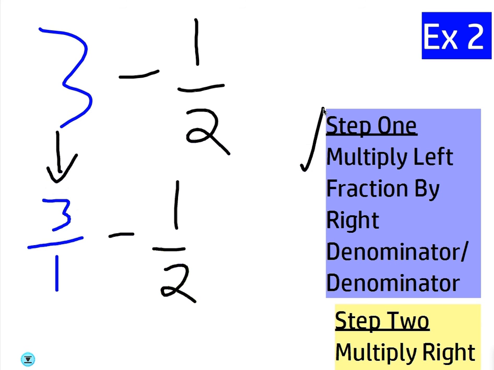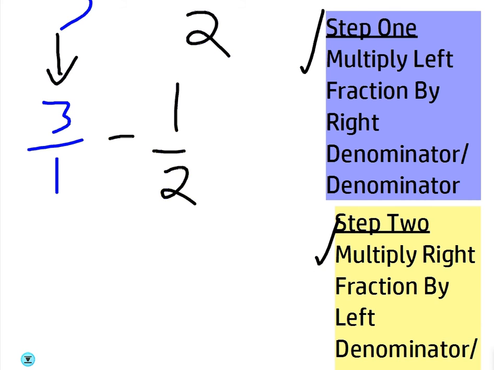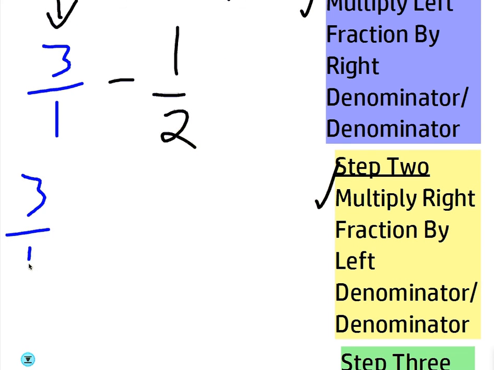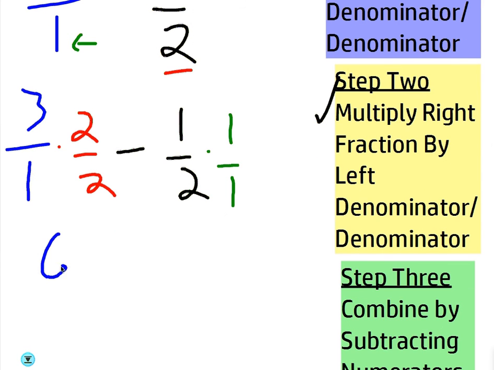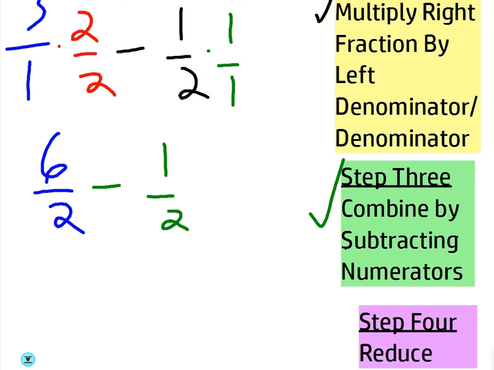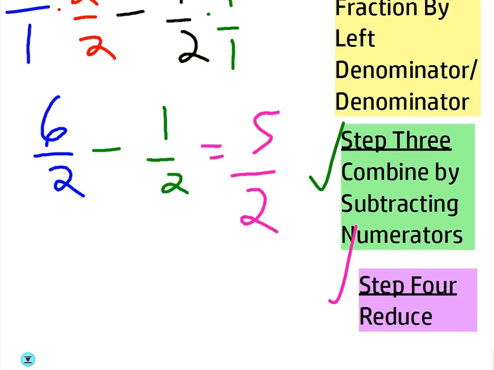So we're going to multiply the left fraction by the right denominator and the right by the left. 1 over 2 times 1 over 1. So on the left, you get 6 over 2, and on the right, you get 1 over 2. And now we can combine them by subtracting the numerators. What's 6 minus 1? 5 over 2. And no, guys, you do not need to convert that to a mixed number. That's already reduced, and so step 4 is complete.